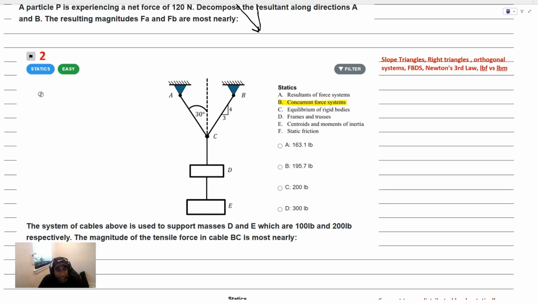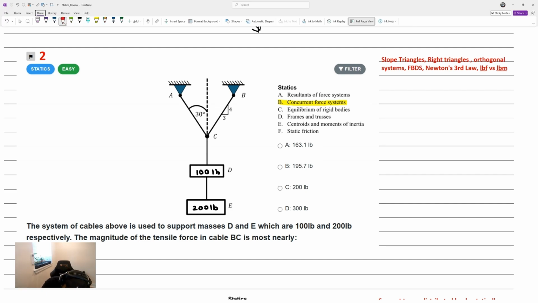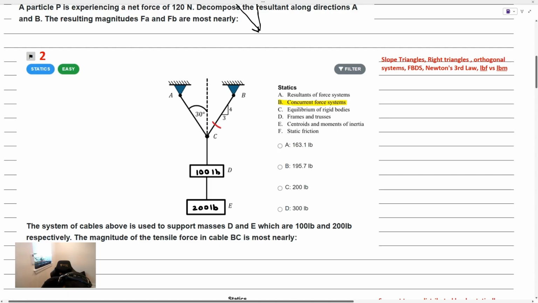Let's read through this problem. It says the system of cables above is used to support masses D and E, which are 100 pounds and 200 pounds. Let's go ahead and label that. So this one is 100 pounds, and this is 200 pounds. We want the magnitude of the tensile force in cable BC. If I label that on the diagram here, it's as if we made a cut here. We're looking for that tensile force pointing out at that cable.